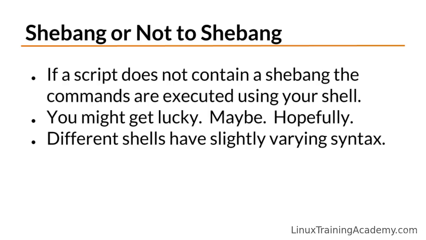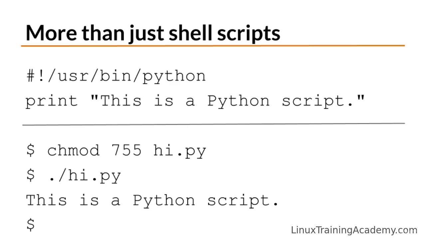If you do not supply a shebang and specify an interpreter on the first line of the script, the commands in the script will be executed using your current shell. Even though this can work just fine under many circumstances, it's best to be explicit and specify the exact interpreter to be used with the script. For example, there are features and syntax that work just fine with the bash shell that won't work with a C shell. Also, you don't have to use a shell as the interpreter for your scripts.